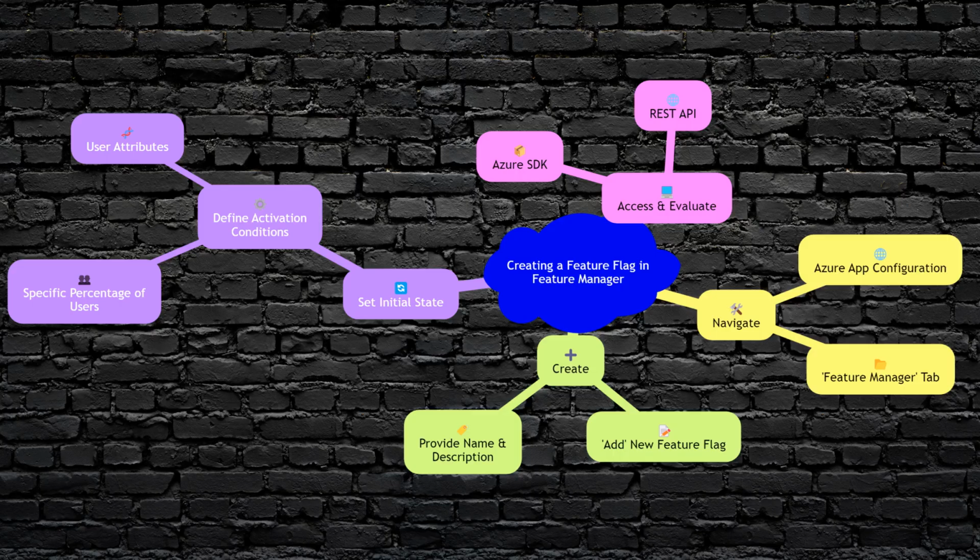To create a feature flag in Feature Manager, navigate to the Azure App Configuration resource and select the Feature Manager tab. Click on Add to create a new feature flag and provide a name and description. You can set the initial state of the feature flag and define conditions for its activation. For example, you can enable a feature for a specific percentage of users or based on user attributes.